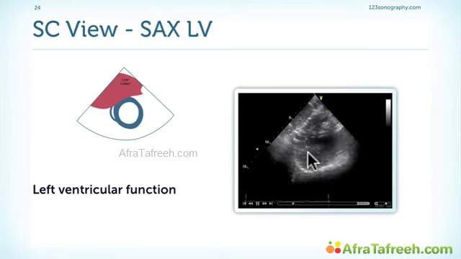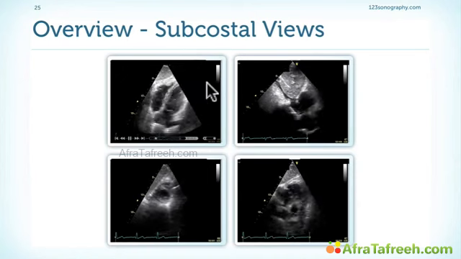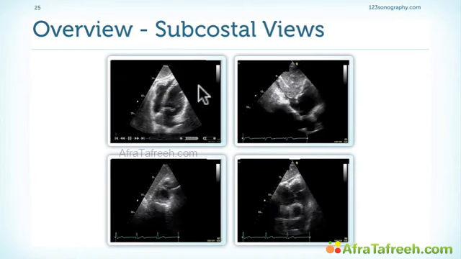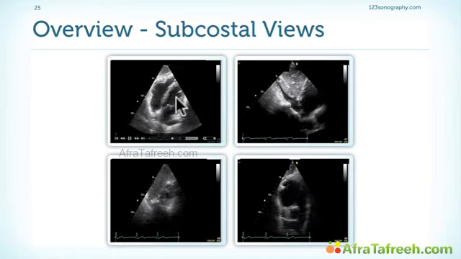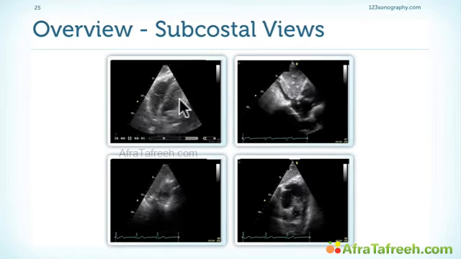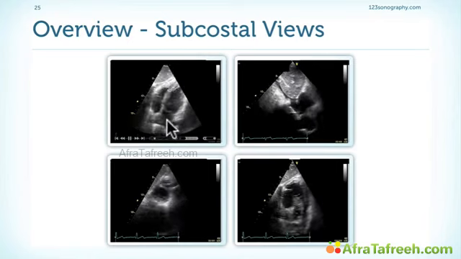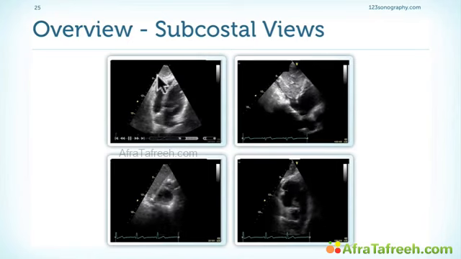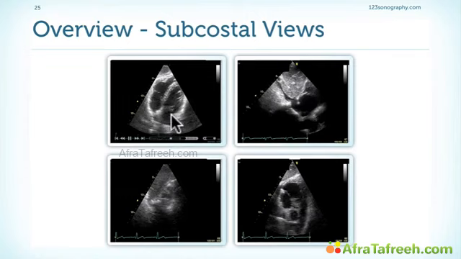What is it good for? To look at left ventricular function, even to semi-quantitatively look at the size of the right and the left ventricle. An overview of the different subcostal views we've seen so far. The classic 4-chamber view with the right ventricle, the left ventricle, the right atrium and the left atrium. Very good to assess pericardial effusion, for example.